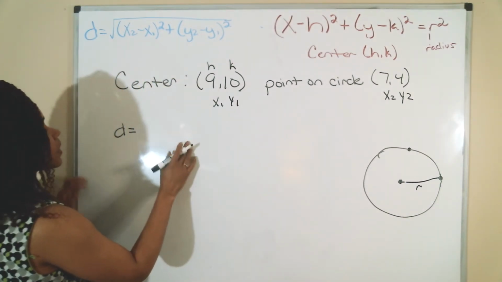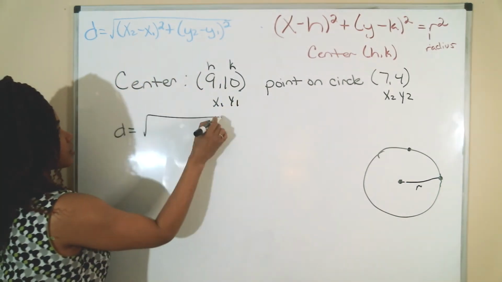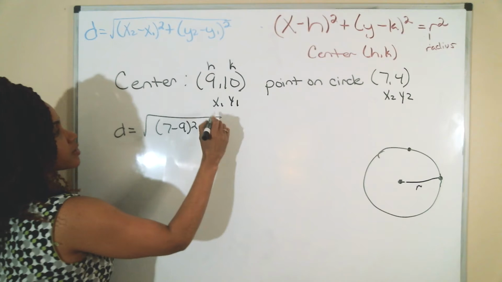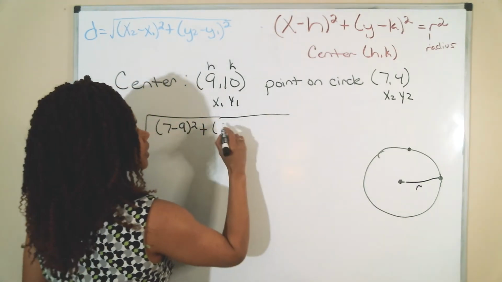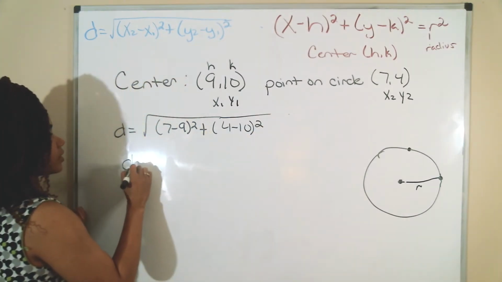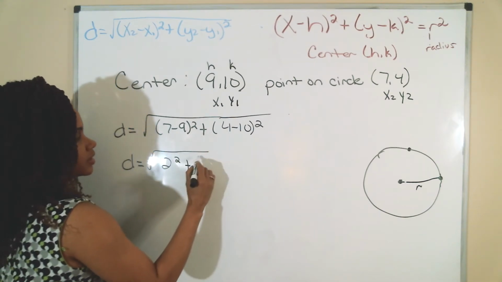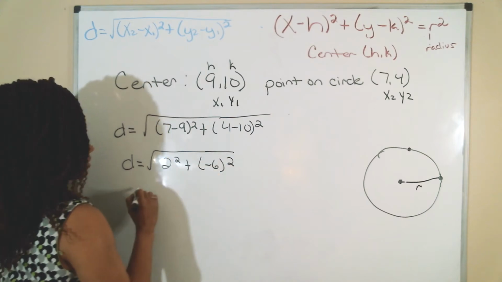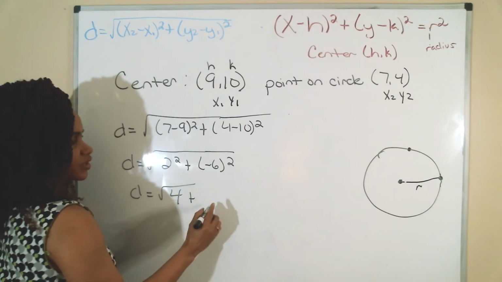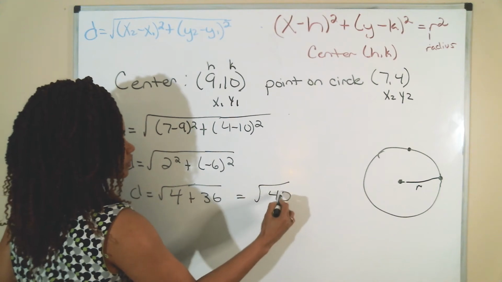D is equal to x2 minus x1, so 7 minus 9 squared, plus y2 minus y1, 4 minus 10 squared. And I'm just going to simplify it. 7 minus 9 is 2. 4 minus 10 is negative 6. All right, 2 squared is 4. Negative 6 squared is 36. And so that gives me the square root of 40.